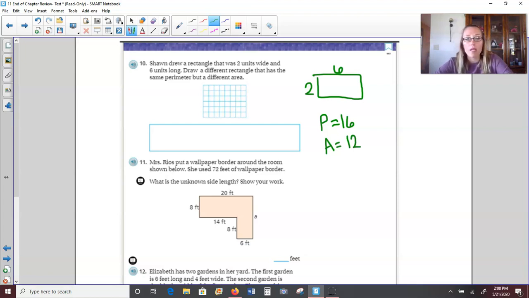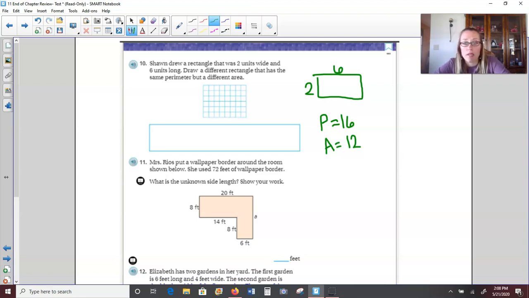So we need to draw a rectangle that has the same perimeter but a different area. So instead of having an area of 12, we need to have a different area. So it could be greater or smaller. Let's see, though, for the perimeter, it has to be the same.